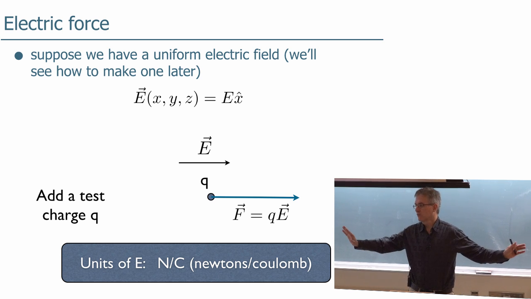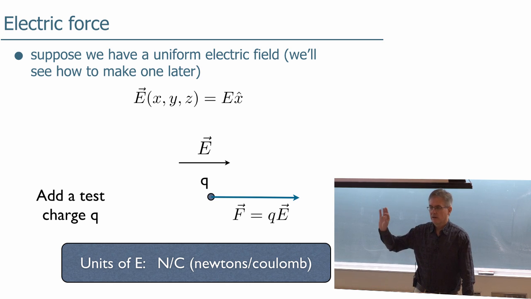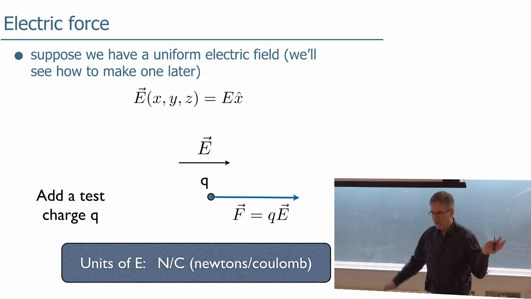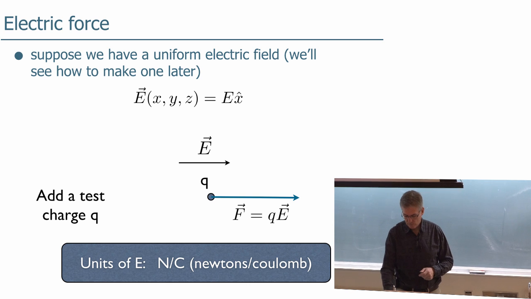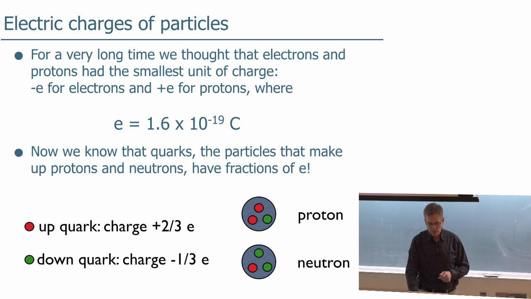So everywhere you go in this room, outside, outer space, if you had a test charge and measured the force on it at some time, you would know the value of the electric field at that point in space at that time. It's changing all the time, of course, because stuff is moving around. But we try to set up nice stable situations that we can understand with our simple physics laws. So we'll see how to make a uniform electric field in a little while. But we need to think about electric charges for the moment.